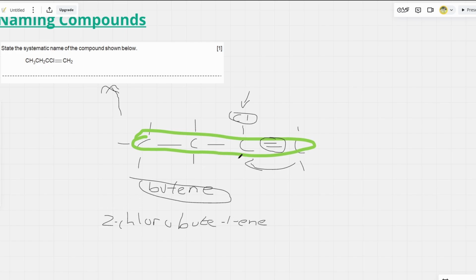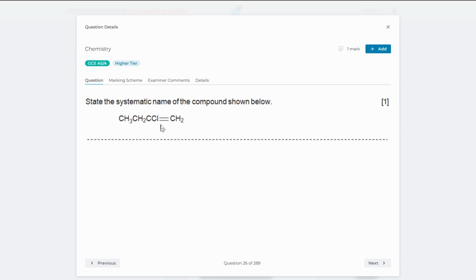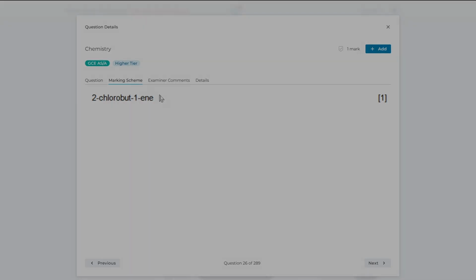So we have 2-chloro because it's on the second carbon, and we included the chlorine group, and we have but because there are 4 carbons in a row, and then we have 1-ene because the double bond is on the first carbon. So yeah, 2-chlorobut-1-ene, and we can go check the answer on question bank. Yep, it's correct.